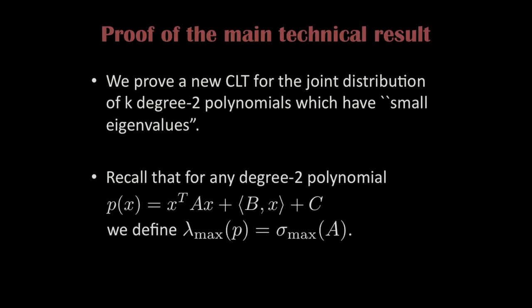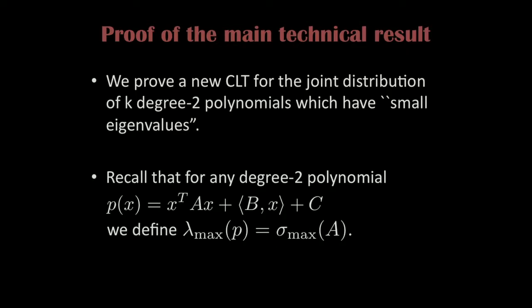So we know that any degree 2 polynomial p(x), I can always write down in this form, x transpose Ax plus b transpose x plus c, where b is a vector and A is a symmetric matrix. And the maximum eigenvalue of a degree 2 polynomial is just defined to be the maximum singular value of the matrix A.